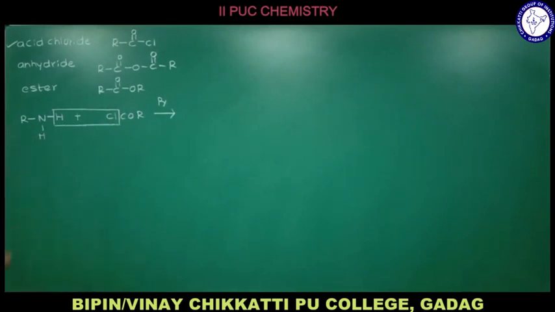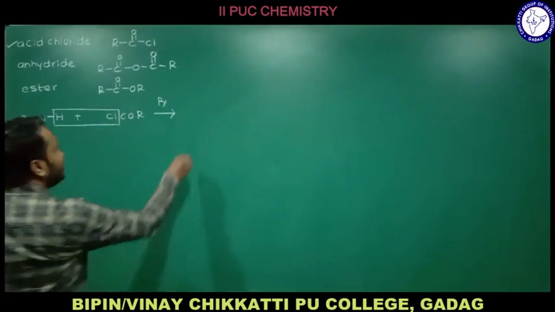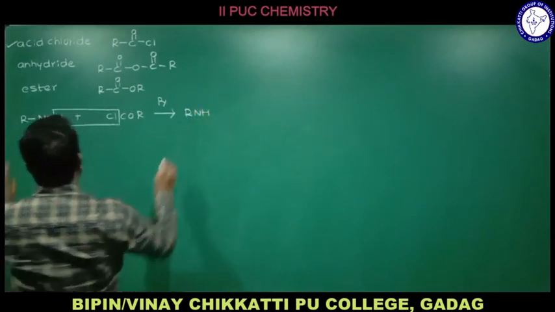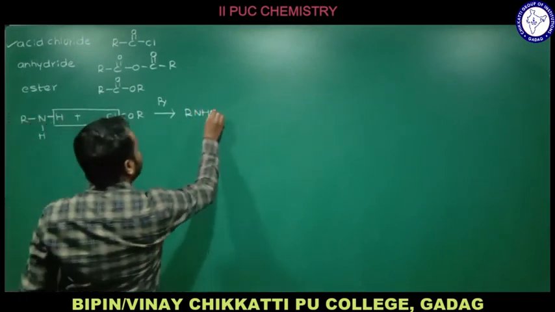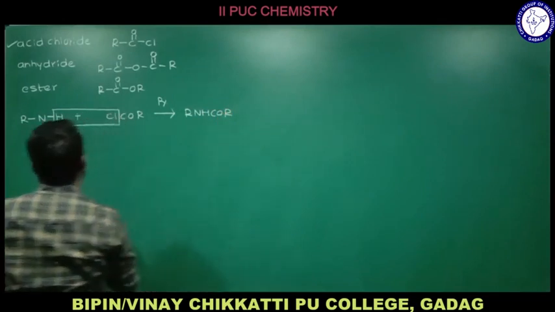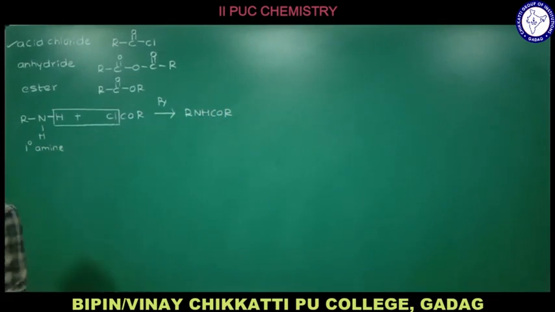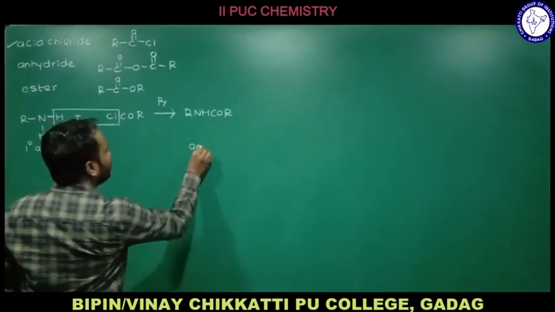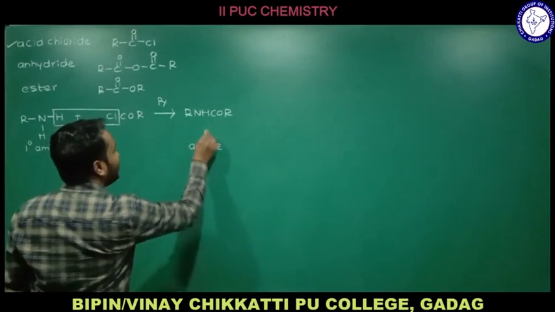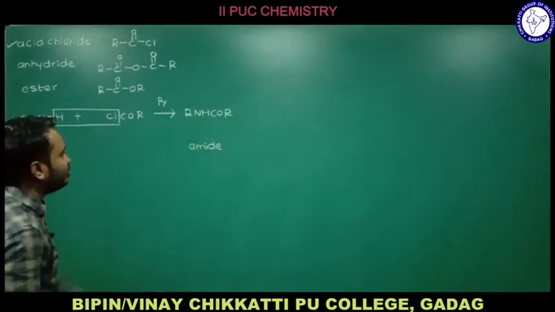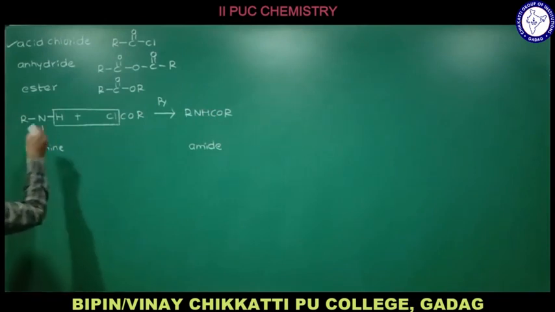When HCl is removed, what we are going to get, let me write here, RNH and COR here. So this is a primary amine. Let me write for your reference, this is a primary amine, and when that reacts with acid chloride, we are going to get an amide, NHCO. So the NHCO bond we have is considered to be an amide. So this is how a primary amine reacts.